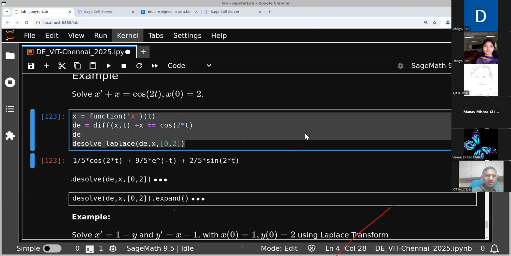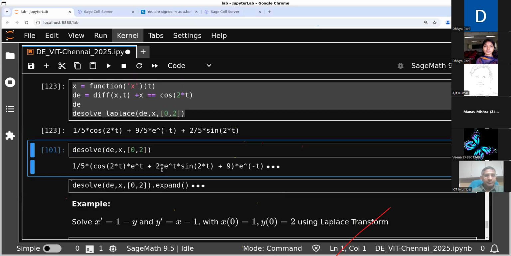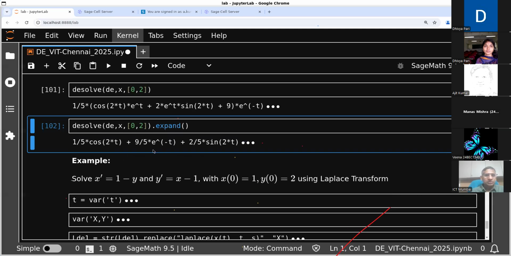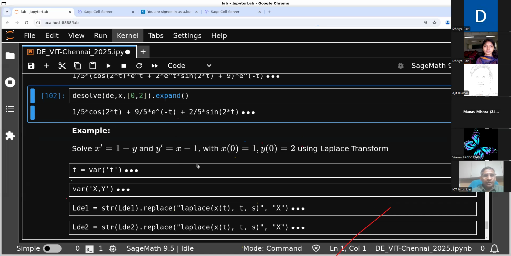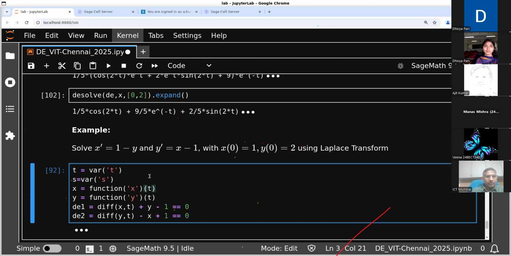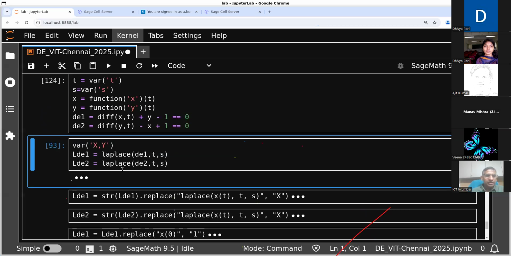Or you can even solve a system of ODEs. So you have here x dash equal to 1 minus y, y dash equal to 1 minus x. But here directly you don't have an inbuilt function, so you may have to do a little bit of work.